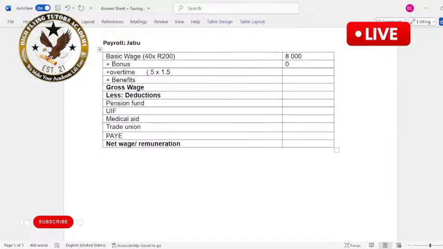Then after that, you can multiply by the rate. I don't know if you guys get my point. So how much is Jabu's overtime amount there? Time and a half is 1,5, so you say 5 hours multiplied by 1,5 multiplied by 200, which is the rate per hour. How much there? Let's put the amount on the chart quickly.